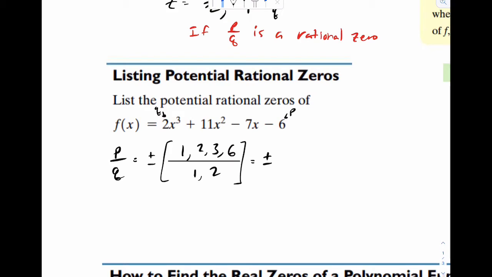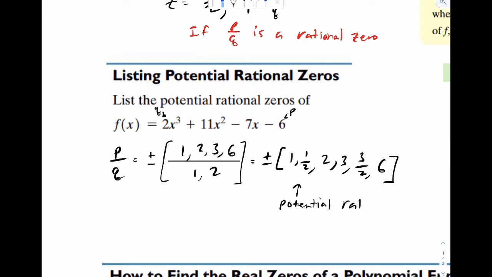Now let's condense that, so plus or minus. Let's do it methodically. So 1 over 1, that's 1. 1 over 2, that's 1/2. And just keep going. So 2, we already have 1. Then 3, 3 over 2, and 6. So here we have the potential rational zeros. It doesn't mean they all work, it just means they're potential.